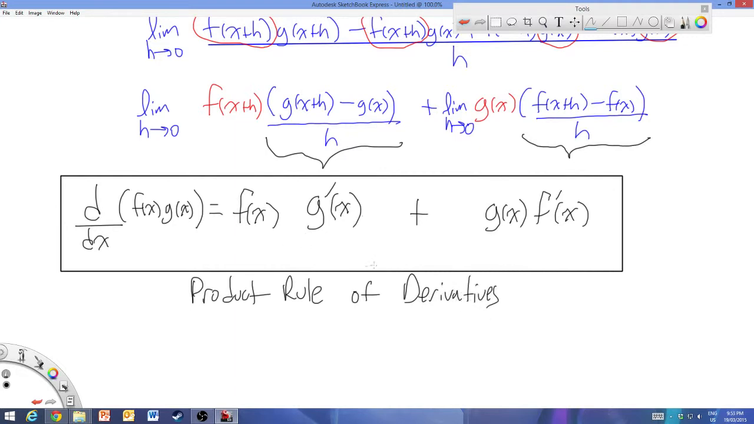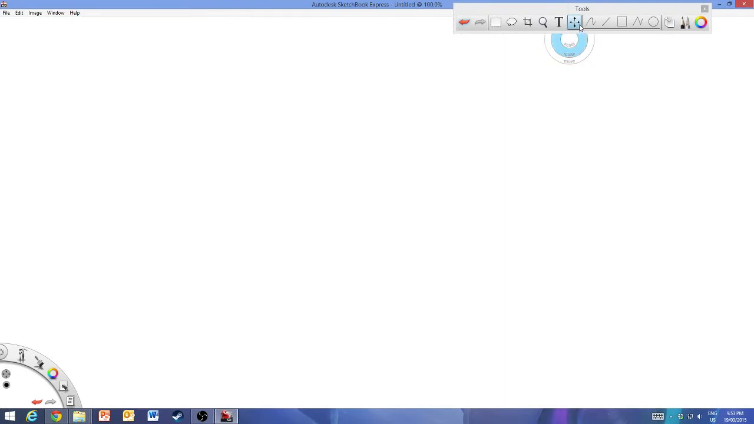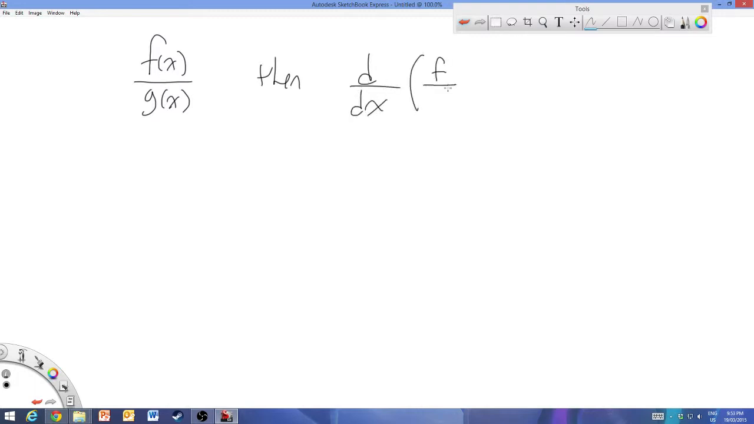Now, on to the quotient rule. The quotient rule is going to be slightly more complicated. We're going to use the definition of the derivative for the quotient rule. So the quotient rule basically says: what happens if I take f of x and divide it by g of x, then what is the derivative of this? The derivative of f divided by g.